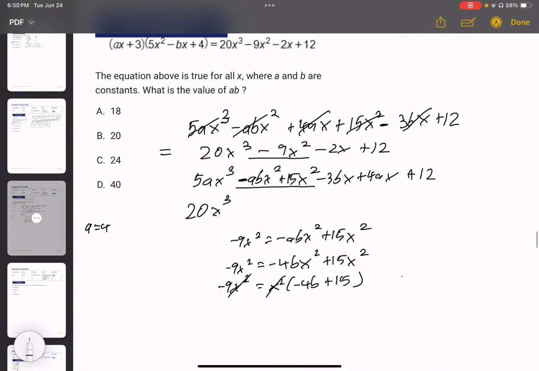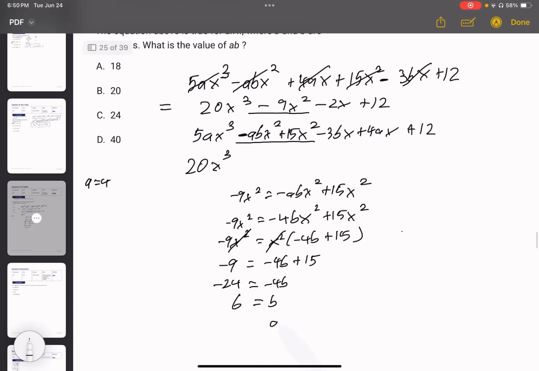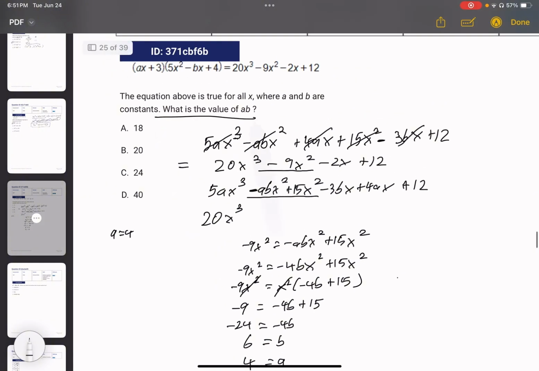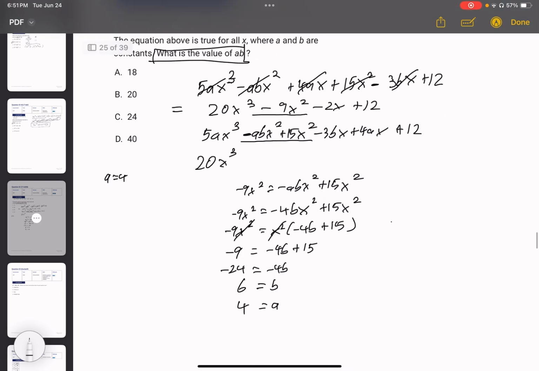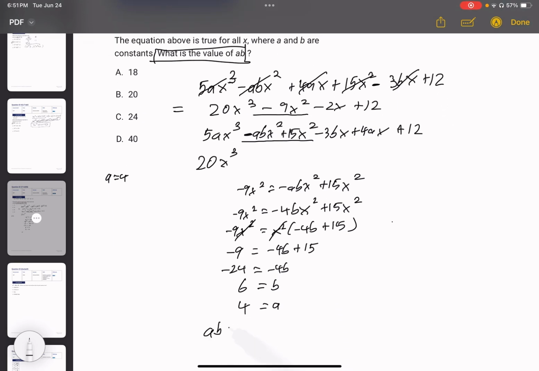We can cancel out the x squares from both sides. We get negative 9 is equal to negative 4b plus 15. We move the 15 over here. We get negative 4b is equal to negative 24. And we get b is equal to 6. So, we also know that a is equal to 4. So what's the question asking for? The value of ab. And what is that going to give us? Well, a times b is equal to 4 times 6. So our answer is going to be 24.